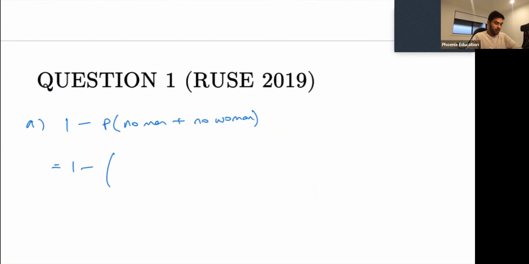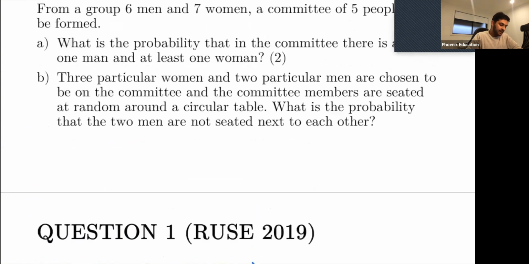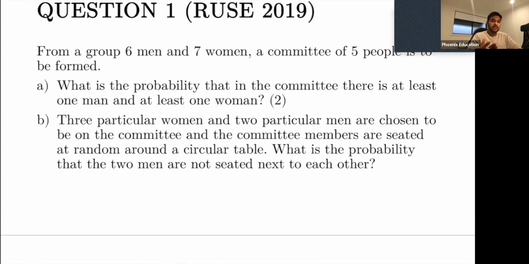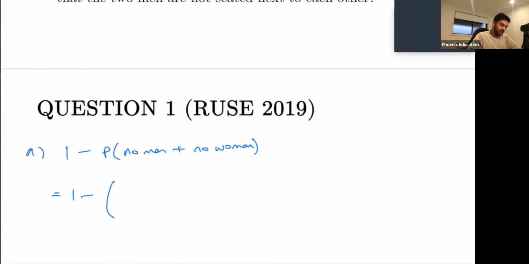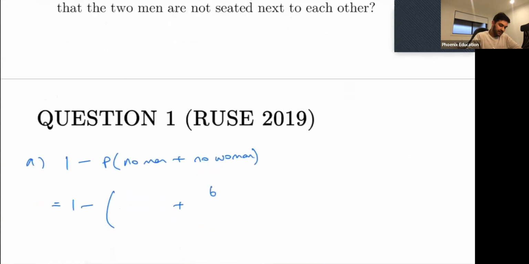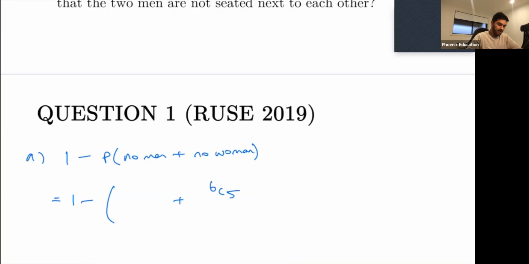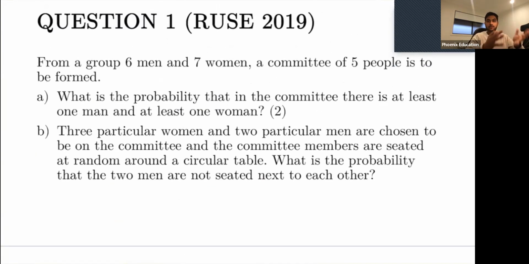Okay, so for no men, what that means is that for your 5-person committee, you'll be picking them all from the 6 men. Oh, sorry, that's for the no women. So let's just do that one first. So we would have 6C5. Okay, so this is no women. So we're picking just from the men. And the denominator of this probability will be as if we didn't have any restrictions. So we're just picking 5 people out of the 13.